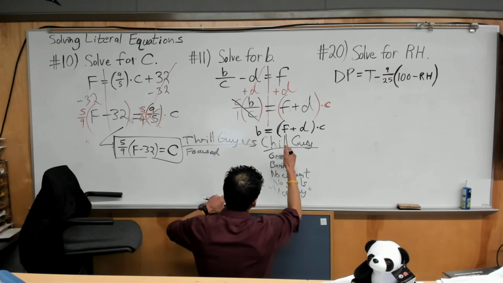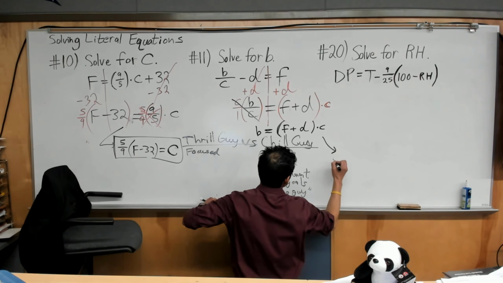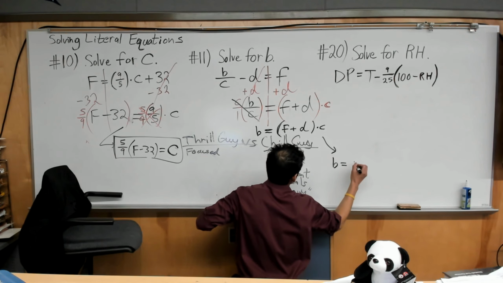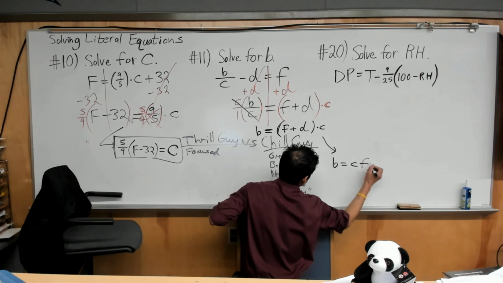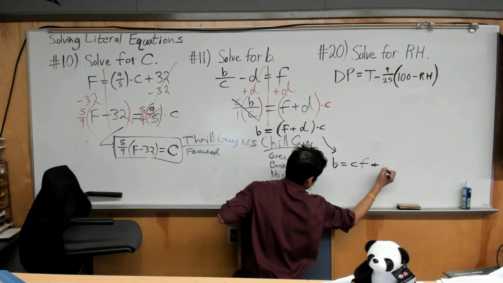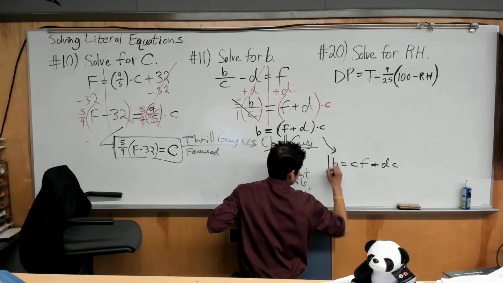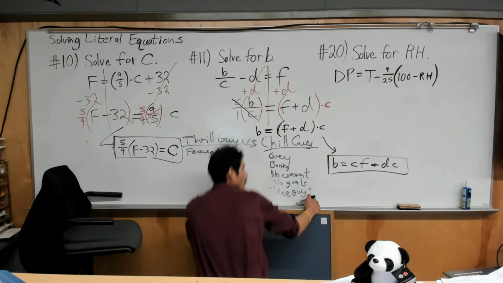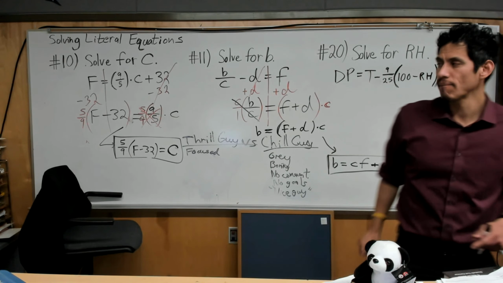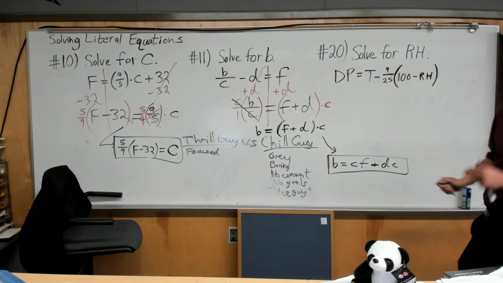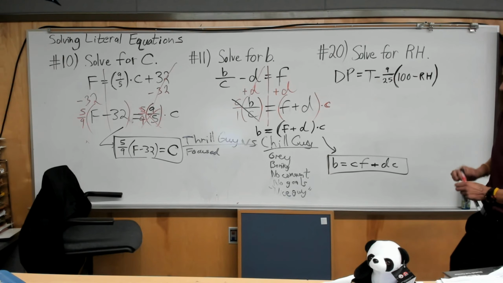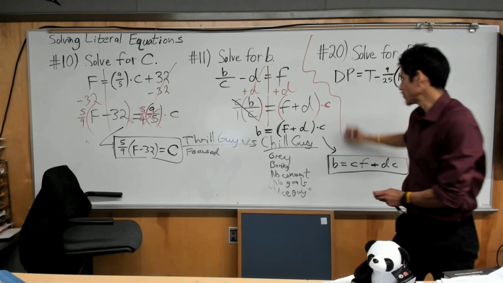Yeah, you can also write it like this, Pepe. That's right. You can write it as B equals CF plus DC. Good point. And feel free to ask me any questions. You need me to go over something? Yeah, what's your question? Student, over there.